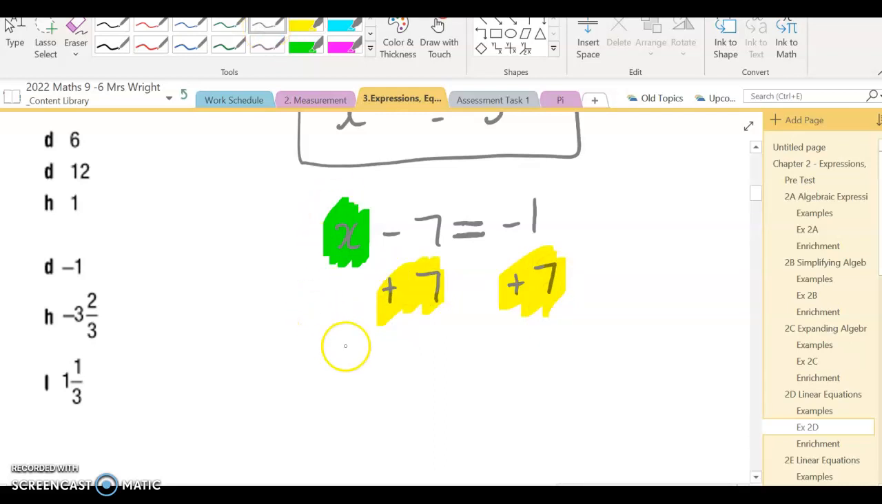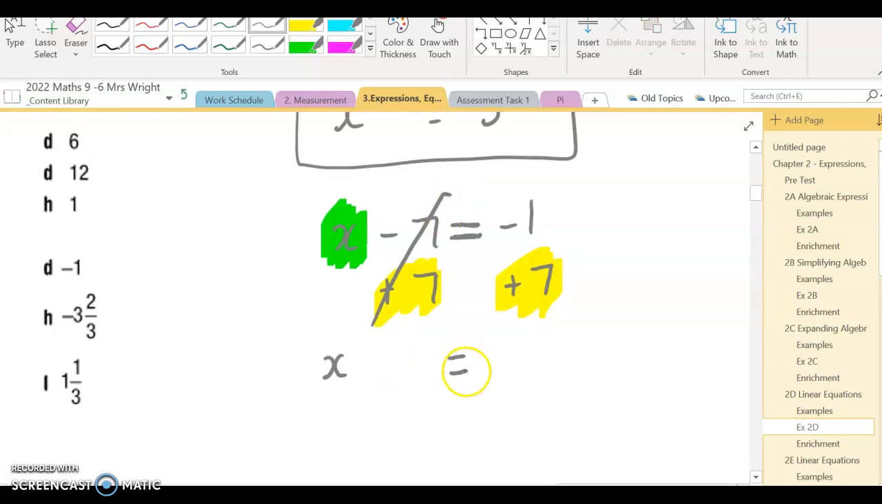So on my side over here where the x is, I'm going to pop my x back down. I have a minus 7 and a plus 7. Pop it on your calculator if you need to. Minus 7 plus 7 becomes 0. So I don't need to write anything down there. It's disappeared. That's what I want. I pop my equal sign back down and then I have a look at the right hand side. Minus 1 plus 7 is 6. And that is my answer.